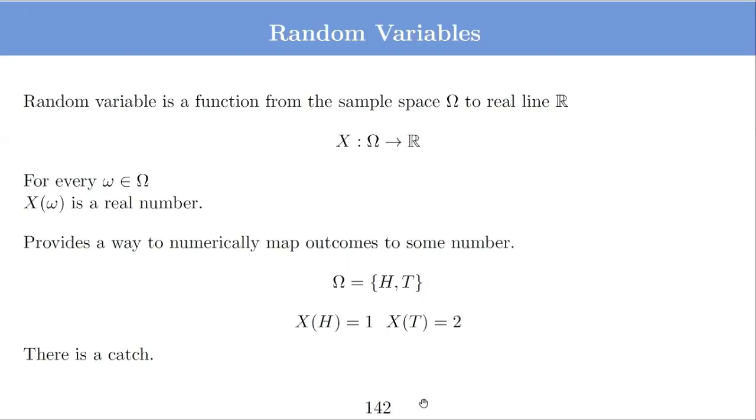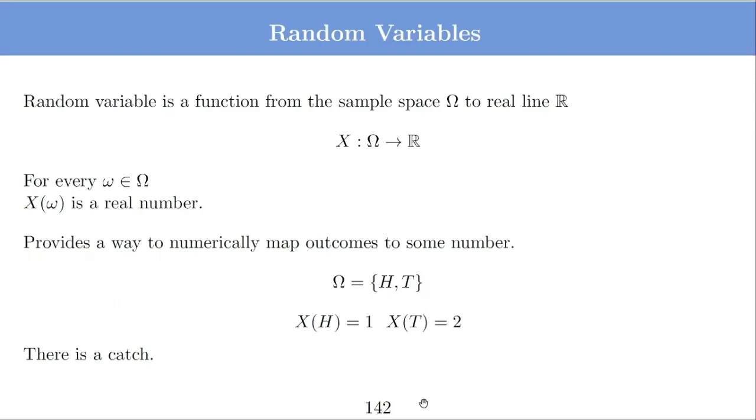What it means is that it takes an element from omega. So what is an element in omega? It's an outcome. So it takes an outcome and maps it to a number. So for every outcome small omega, X of omega is a real number. It can be positive, negative, anything. And this provides you a way to numerically map outcomes to some number.